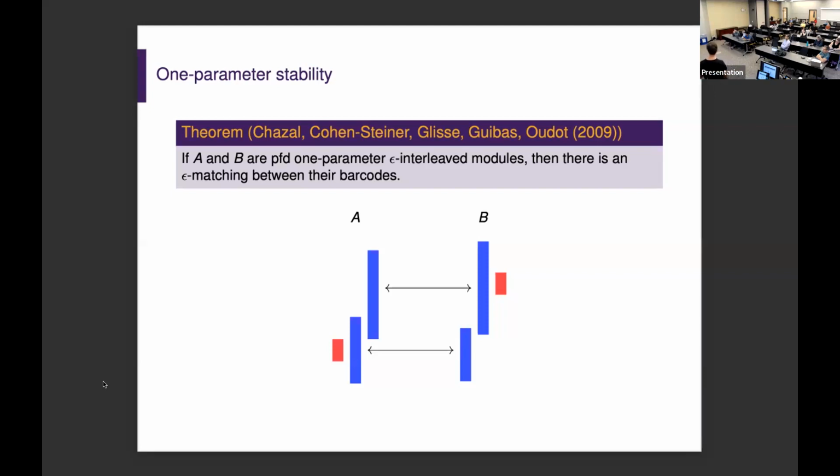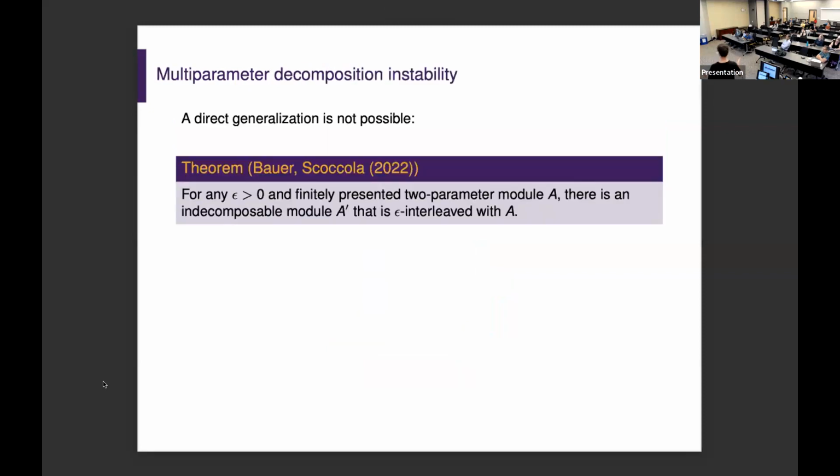We have this really nice algebraic stability theorem, and when we have similar modules, then we have similar barcodes. And then you can hope that this generalizes to multiparameter, and unfortunately it doesn't, and it's not even close. This stability fails really badly, as this theorem shows. So what this theorem says is that you can take any two-parameter module that's finitely presented, and you can always find an indecomposable module that's arbitrarily close to that module.